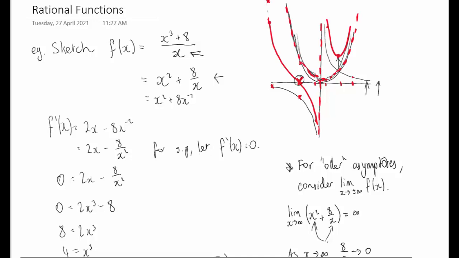Now, as with all things, we do label our asymptote. So we've got y equals x squared, we've got x equals 0, we've got our point of inflection, which was negative 2, 0, and we've also got our minimum turning point, which was the cube root of 4 and all that. I'm not going to worry about writing that mess in. So that is what our graph looks like.